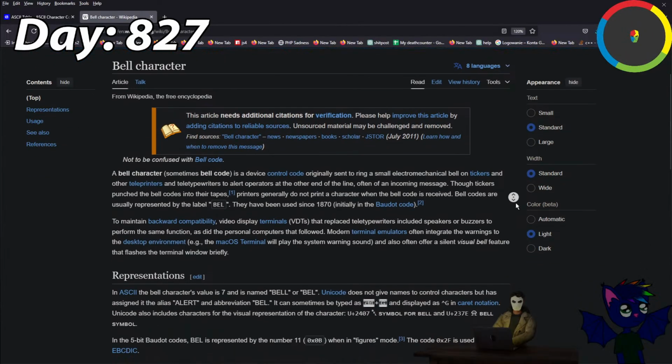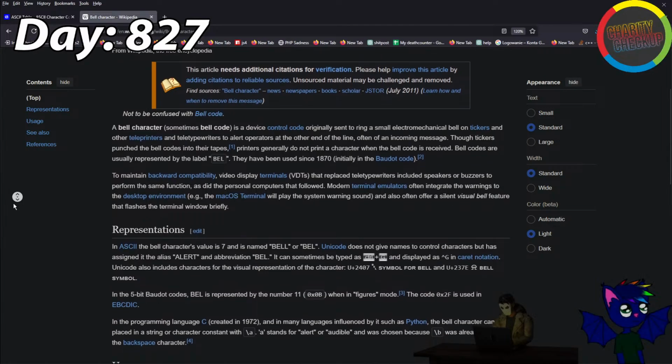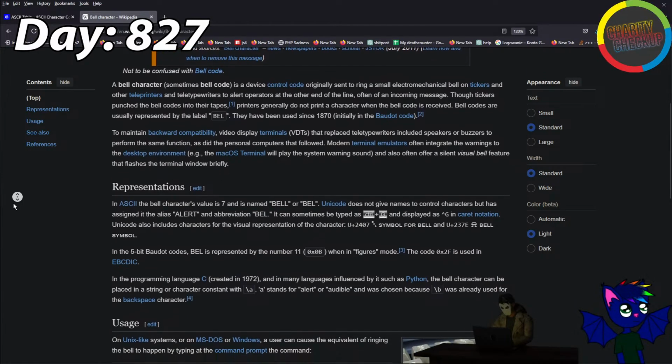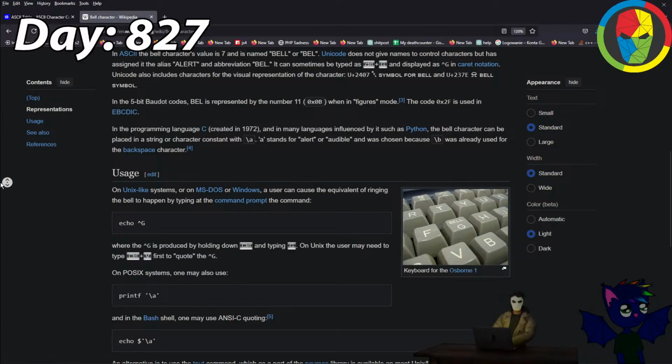And to ring a small electromechanical bell on tickets and other teleprinters. Can you imagine? We had a character, alright? A character that was specifically there to ring a tiny bell. And I think it is hilarious, alright? Those are the good old days. I want that back. Bell.